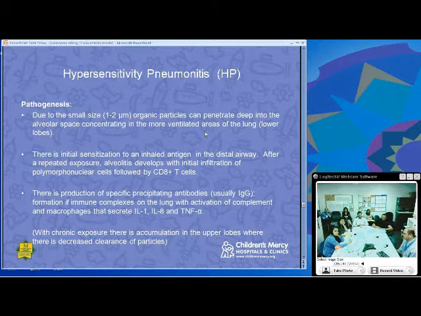And we talked about how initially these antigens go to the areas that are more ventilated, which is the lower lobe. But with chronic persistent exposure, the patient is going to have problems in the upper lobes too. One of the thoughts is that in the upper lobes, because there is lower perfusion, there are fewer macrophages, and anything that you inhale is going to accumulate more, and that's when you end up having a lot of problems in the upper lobes.